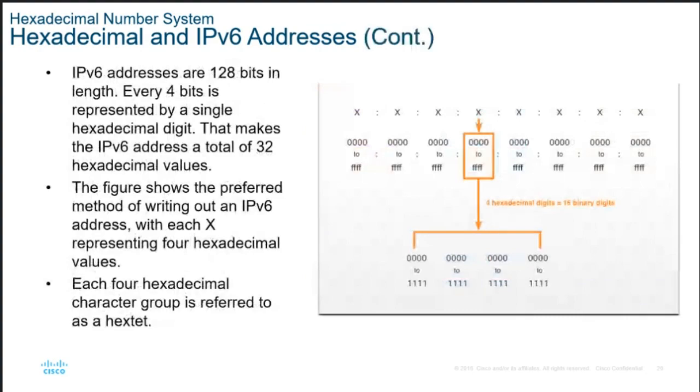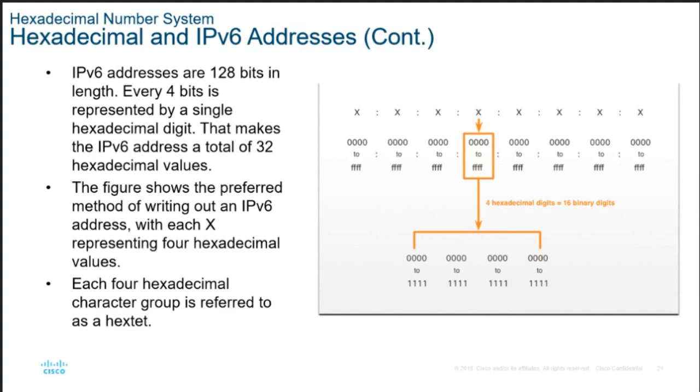So IPv6 addresses are 128 bits in length. Hindi kagaya ng IPv4, ang IPv4 ay 32 bits lang. So IPv6 is 128 bits. Every 4 bits is represented by a single hexadecimal digit. So that makes the IPv6 address a total of 32 hexadecimal values.